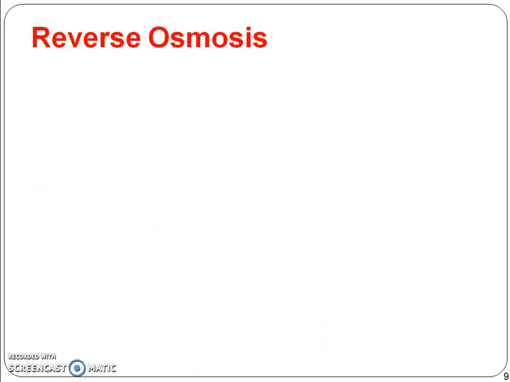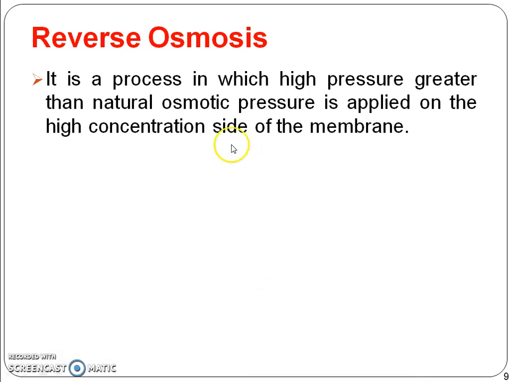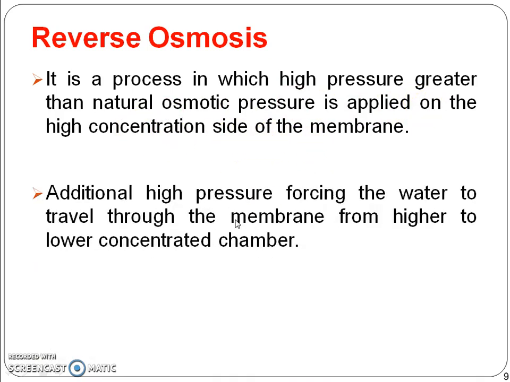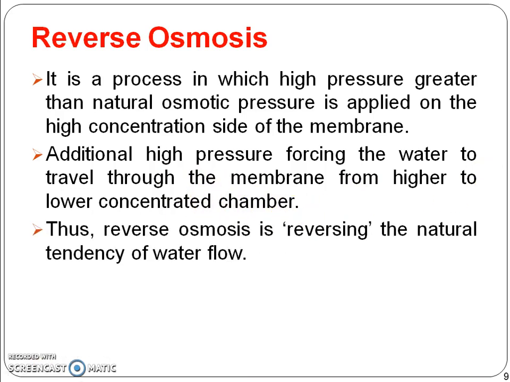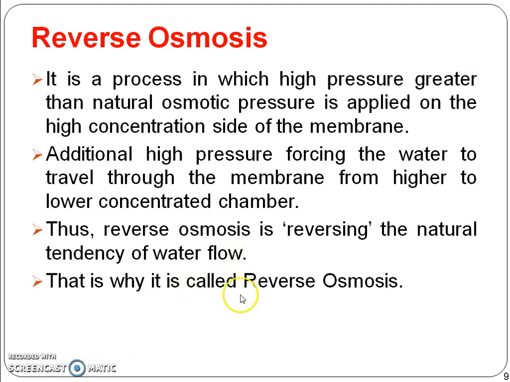Now see, what is reverse osmosis? It is a process in which high pressure greater than the natural osmotic pressure is applied on the high concentration side of the membrane. The additional high pressure forces the water to travel through the membrane from the higher to the lower concentrated chamber. Thus, reverse osmosis is reversing the natural tendency of water flow, and that's why it is known as reverse osmosis, because we reverse the natural tendency of water.